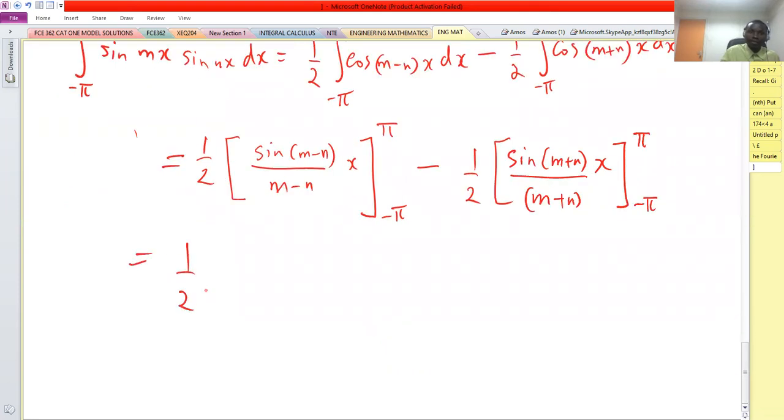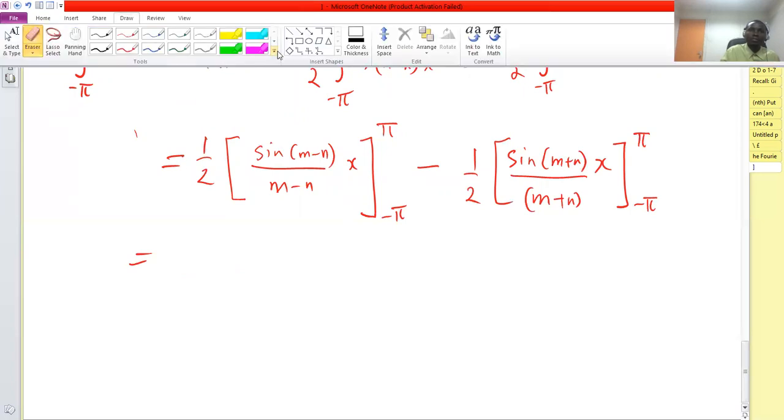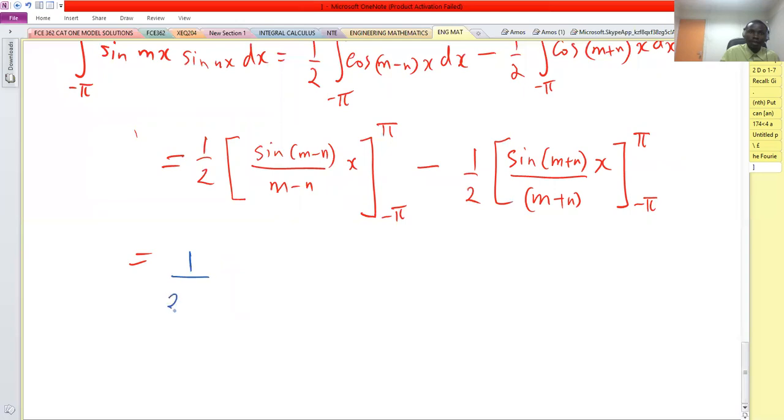So this will be a half into, actually I can factorize out m minus n for this first part. I say 1 over 2(m minus n) into sine (m minus n) pi, so plus sine (m minus n) pi, plus because sine of minus pi is minus, so minus minus is plus.